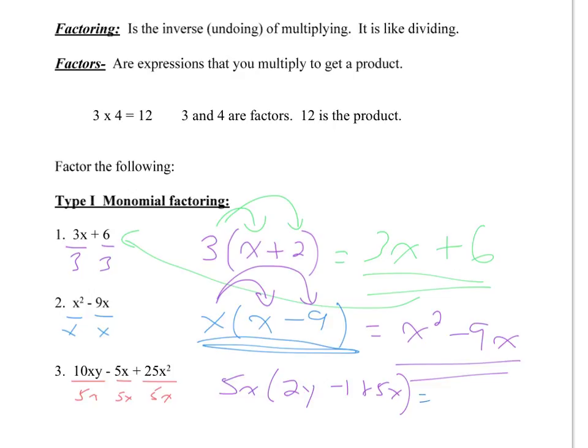I'll get my marker. There's an equal sign. 5x times 2y is 10xy. 5x times negative 1 is negative 5x. And 5x times 5x is positive 25x squared. And sure enough, we end up right back where we started. This, again, is our product form, and this is our factored form. This would be our product, and this is our factored form right here.